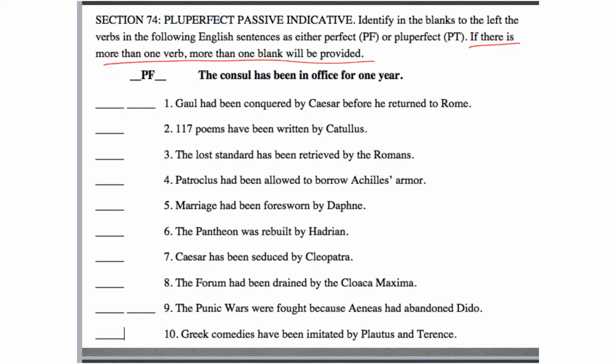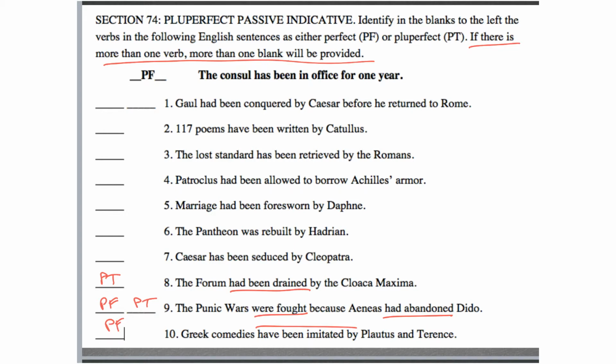Just note that if there's more than one verb, more than one blank will be provided. So had been drained, that is going to be pluperfect. Were fought is going to be perfect. Had abandoned is going to be pluperfect. And then have been imitated. Sorry, there's a thing that I can't underline underneath. That is going to be perfect.